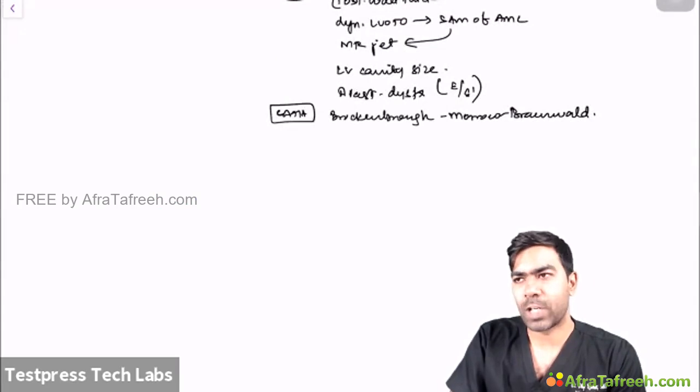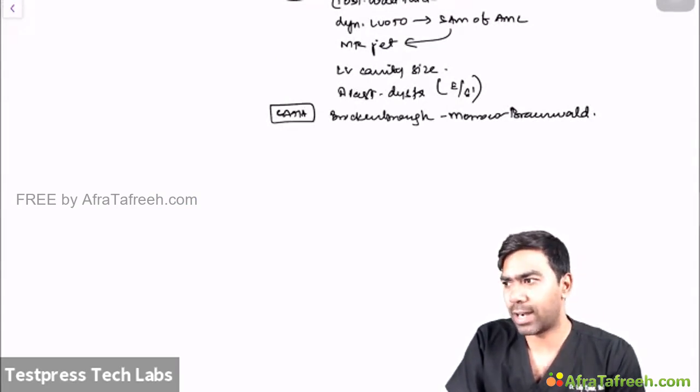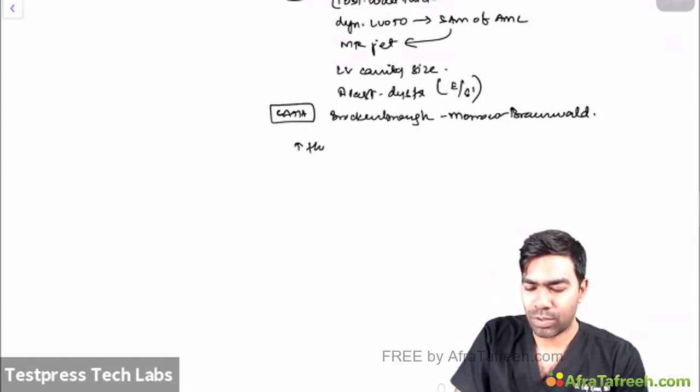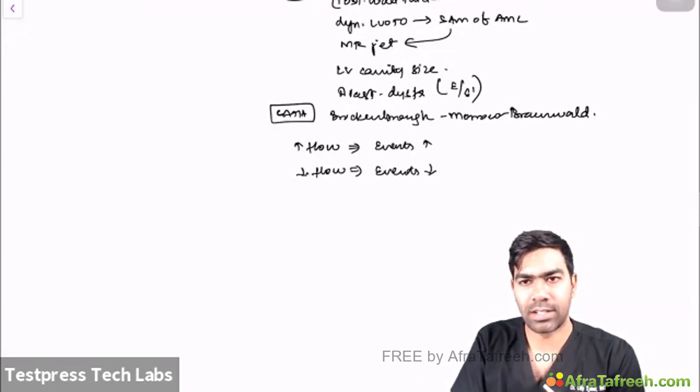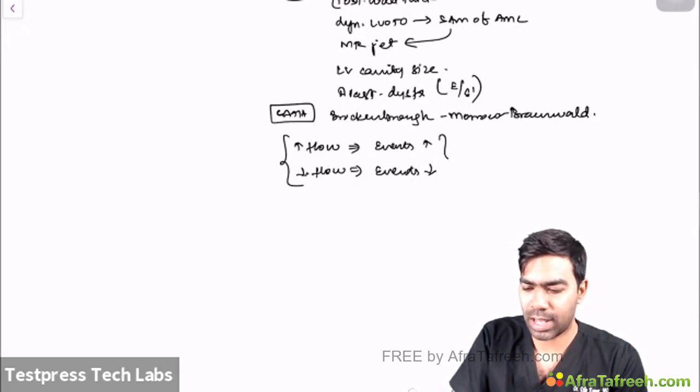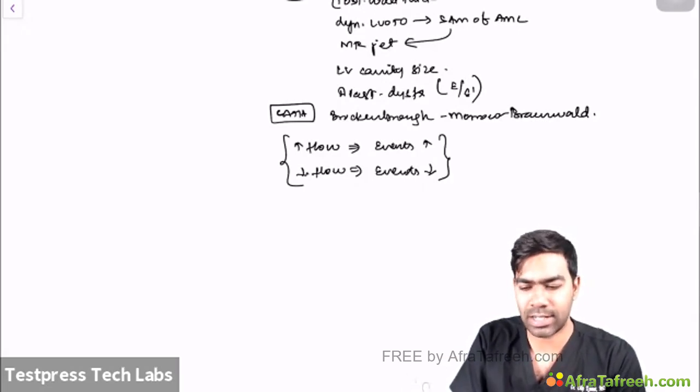Remember, there is something called post-PVC potentiation. How to tell that? Usually, whenever there is more flow in a particular area, the events in that area will increase. Whenever there is reduced flow, events in that area will decrease. This is a very common notion that happens in the majority of pathological conditions in the heart.